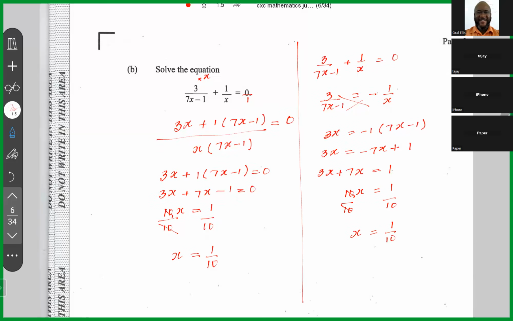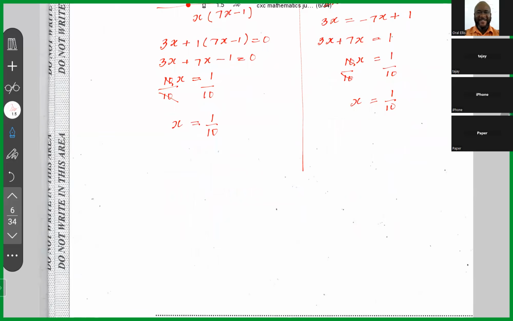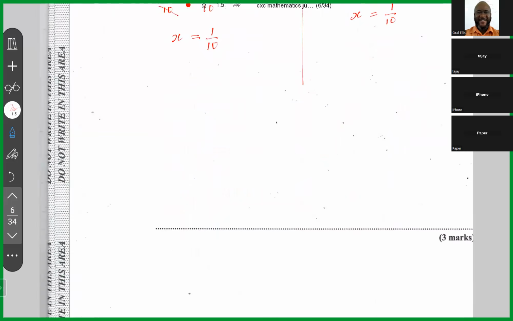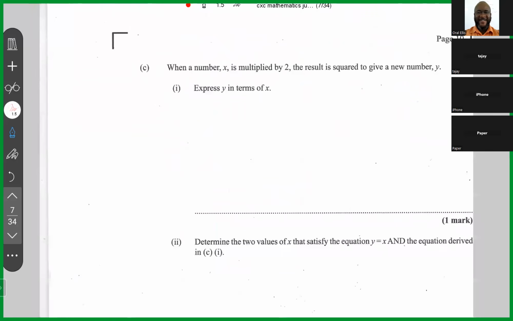All right, moving on. So this says when x is multiplied by 2, the result is squared to give a new number y. It says express y in terms of x. So let's do that over.